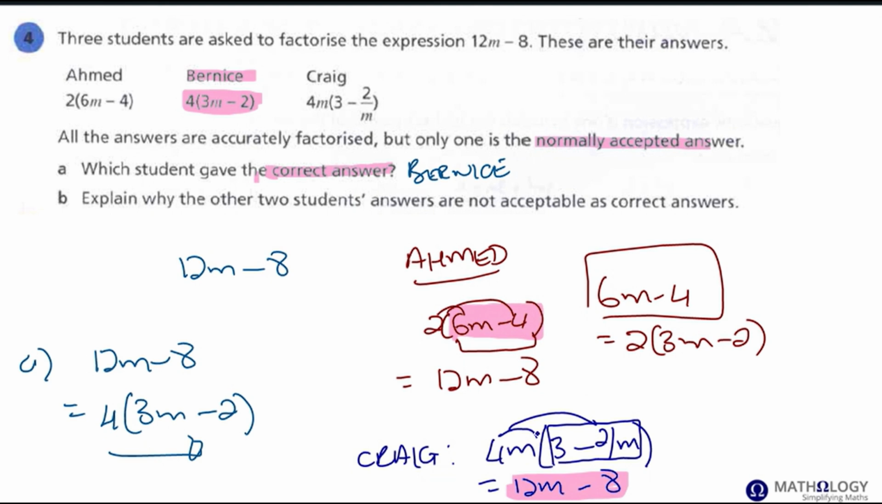And the problem with what Craig did here is the expression 12m minus 8 does not contain a common factor of m amongst the two terms. There's an m present in the first term, but there isn't an m present in the second term. So if the common factor isn't there, you don't force it to be there. Because if you force it, you will have a fraction with a variable, and we avoid that. We don't factorize that way. So if the highest common factor is not there, you don't force it to be there.